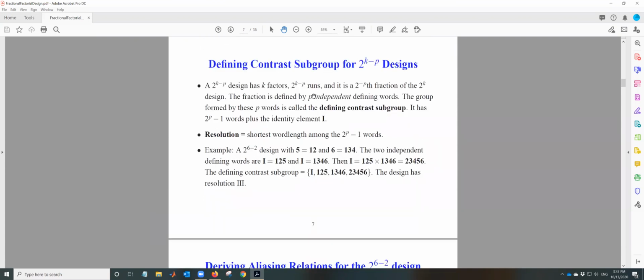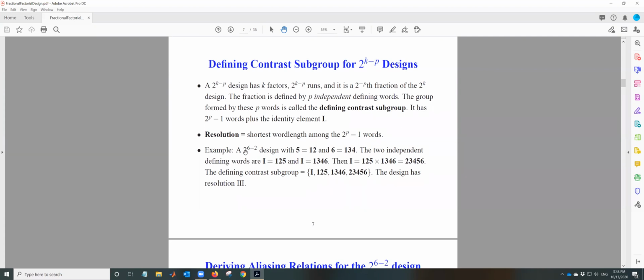So now let's have a look at the defining contrast subgroups for 2^(k-p). So 2^k is a full factorial design. Now we only run a 2^(-p) fraction of the 2^k full factorial design, and this fraction is defined by p independent defining words. The group formed by the p words is called the defining contrast subgroup. It has 2^p minus 1 words plus the identity element I. The resolution is the shortest word length among the 2^p minus 1 words.